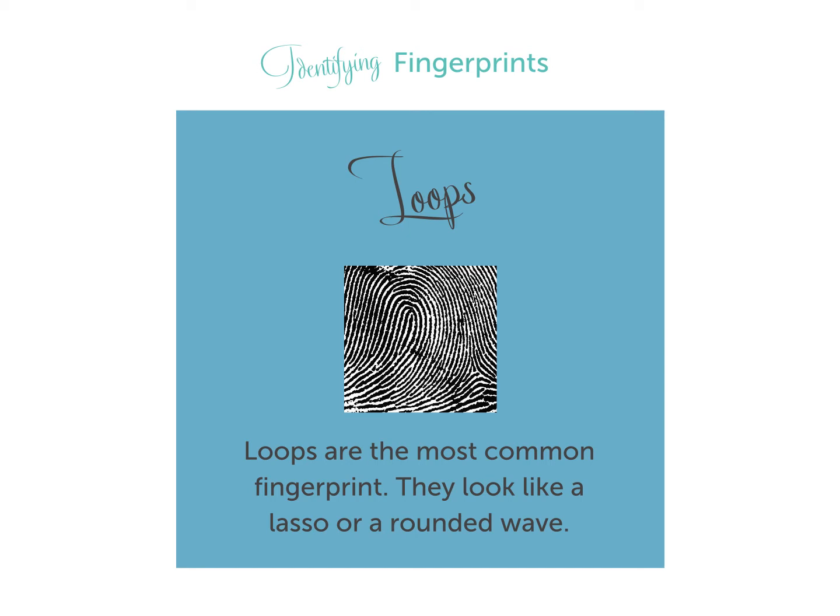There's a tiny little Eiffel Tower there propping up that loop. And in a loop fingerprint, that Eiffel Tower is found way on the side of the finger. So the predominant feature of that finger or that palm print would be this loop, this lasso.